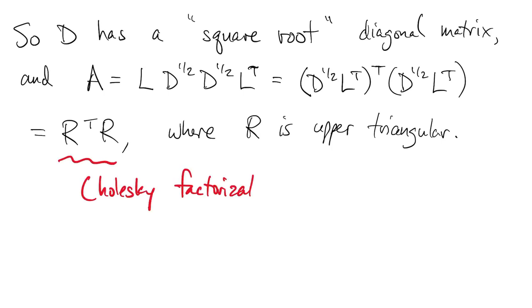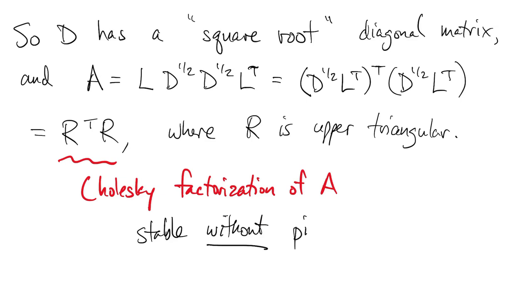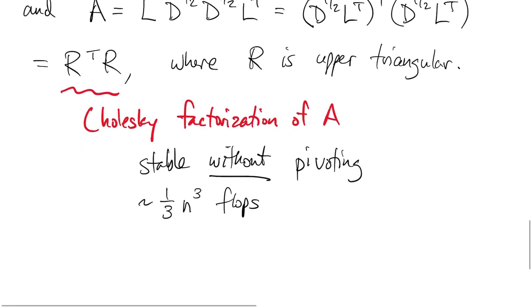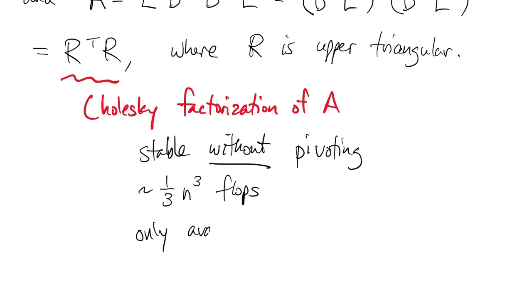One of the interesting things is that you can prove that it's stable even without pivoting. So we don't have to worry about pivoting for an SPD matrix. Also, because you essentially have half as many unique elements, it takes about half as many flops asymptotically as LU factorization. Of course, the limitation is that it's only available for SPD matrices.